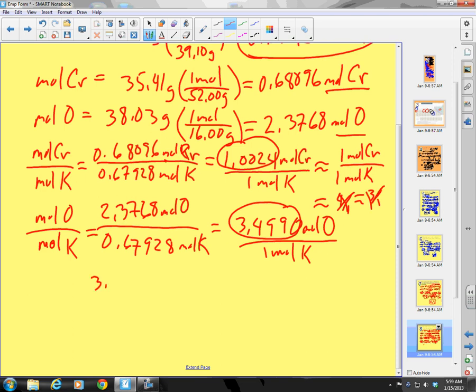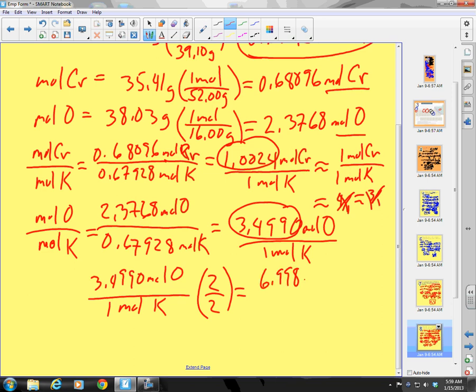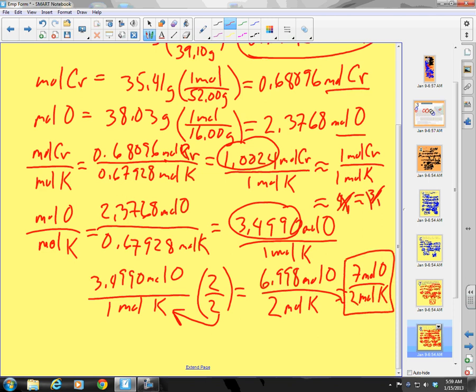I need to take my 3.4990 moles of oxygen over 1 mole of potassium. And then what I'm going to do, multiply the top and bottom by 2. We'll see if 2 works. Multiply by 2. What do I get? 6.998 moles of oxygen per 2 times 1 here, per 2 moles of potassium. And I can round that to what? 7 moles of oxygen per 2 moles of potassium. Okay, here we go.